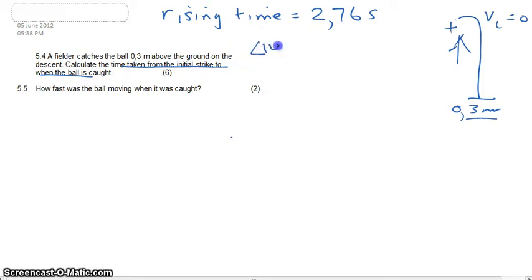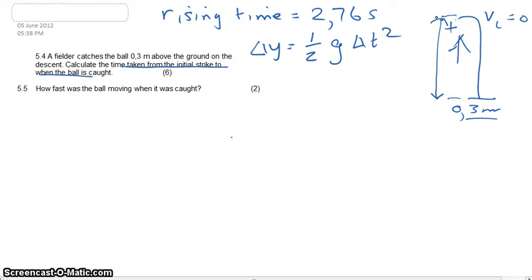So if delta y equals vi t plus half g t squared, that's with the initial velocity equal to 0, then we start to substitute into here. And now you've got to think carefully: how big is delta y? In other words, how far is it from the top there to this point here? How far is that distance?